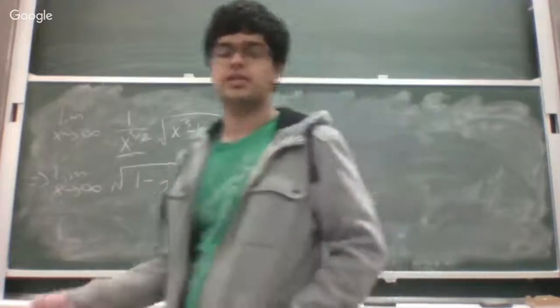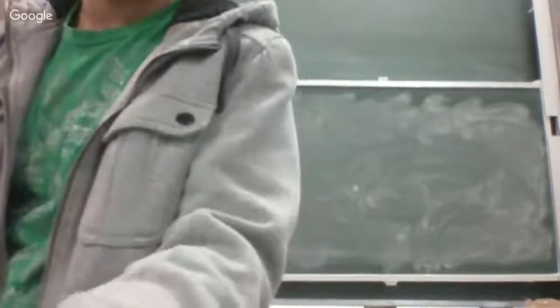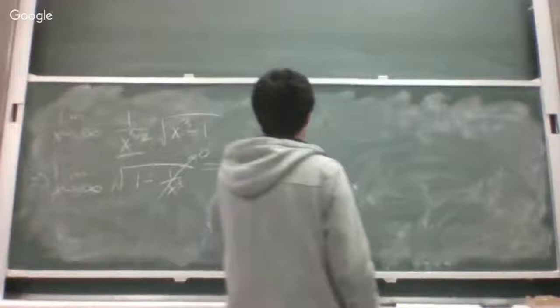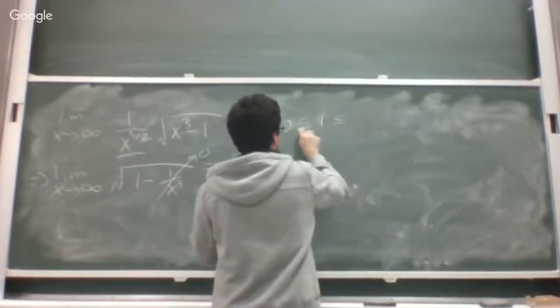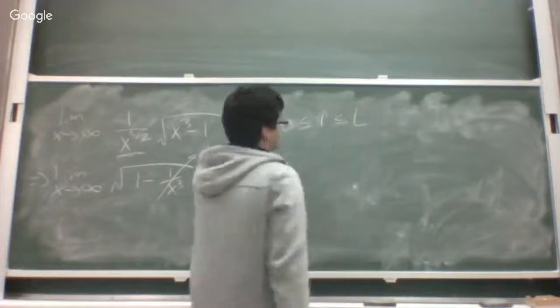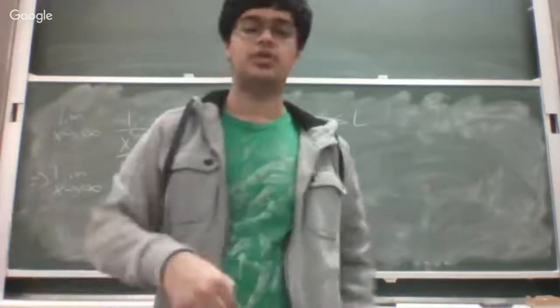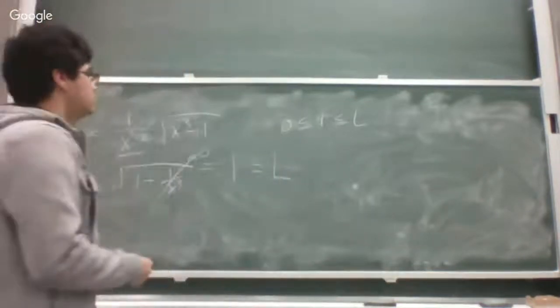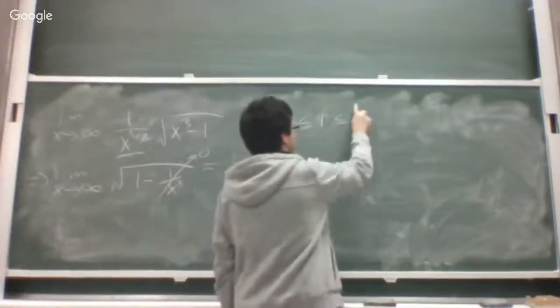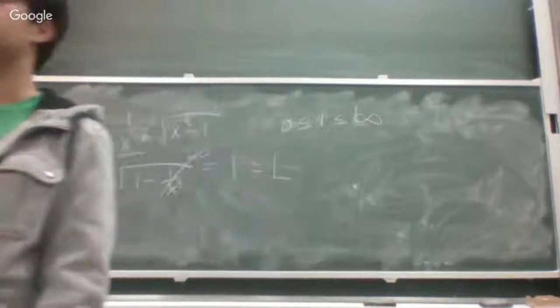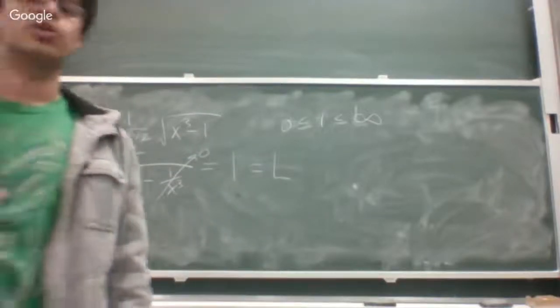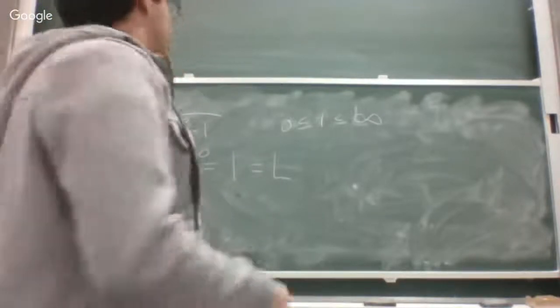Since we got L, we know 1 is between 0 and infinity. Now we can do the integral. We know we can do the integral of g of x to find whether it converges or not.